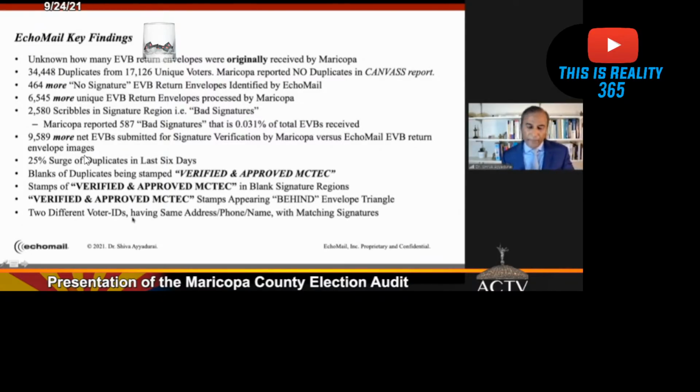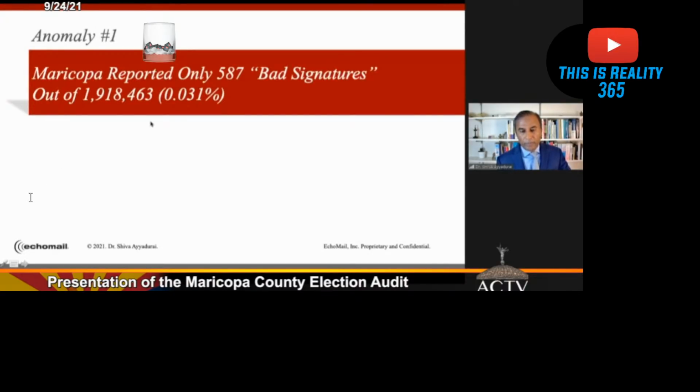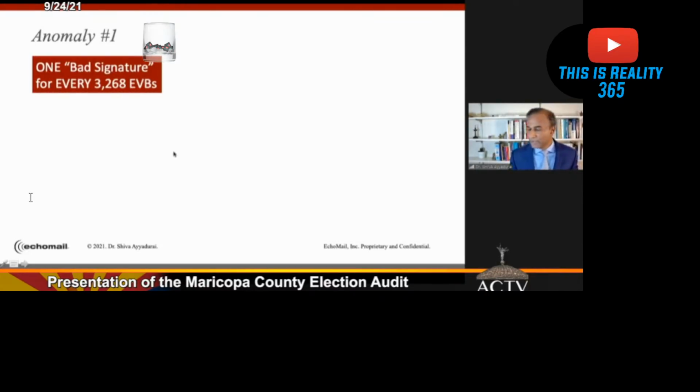And then finally, we have cases where we have 2 different voter IDs having the same address, same phone, same name, with matching signatures. So let's go look at some of these anomalies a little more graphically. Anomaly 1, Maricopa reported only 587 bad signatures. To give you some idea, that's 0.031%. And for people who didn't really like math, I thought I'd make it a little more pictorial. So this would be 1 bad signature for every 3,268 early voting ballot envelopes.